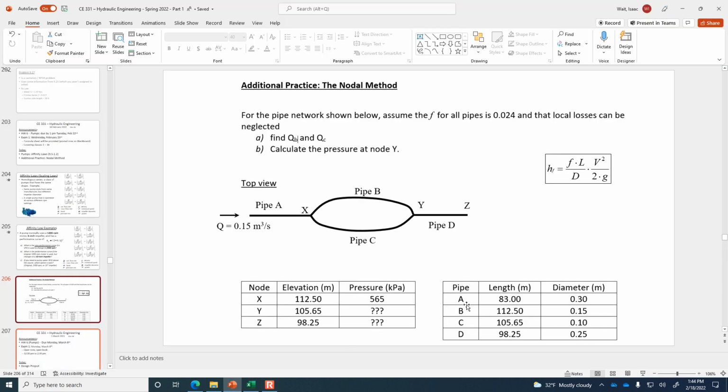So just at a quick glance, you can kind of get a sense for which pipe is going to carry more flow, because the two pipes have approximately the same length. If you look at B versus C, they're pretty much the same length, but pipe B has a bigger diameter. So same F value, similar length, but pipe B is a lot larger in diameter. And so my suspicion is that's going to be the one that carries more flow.